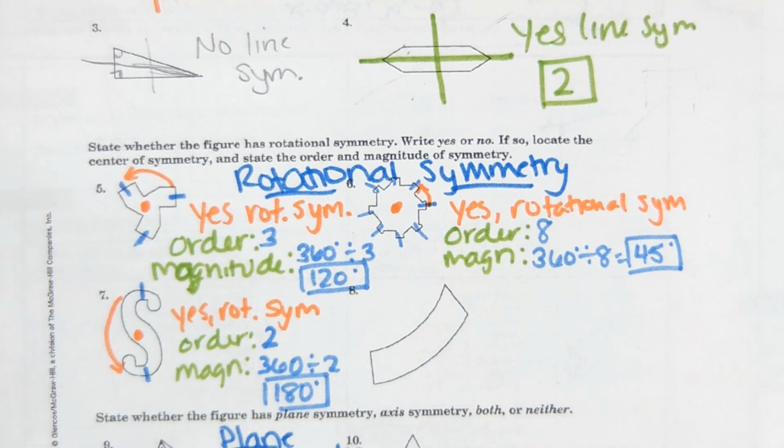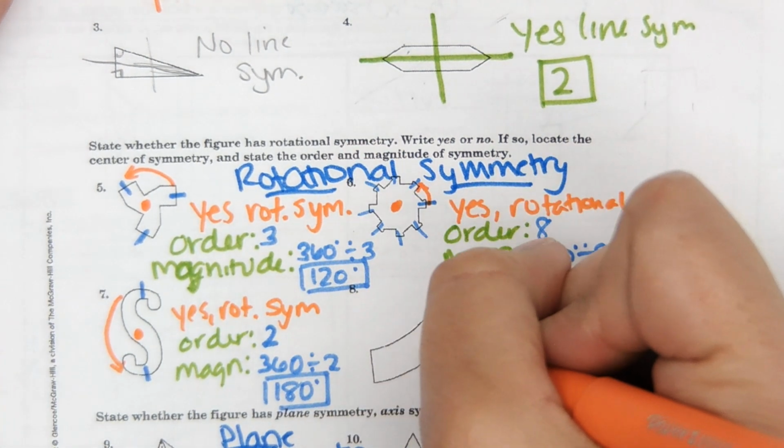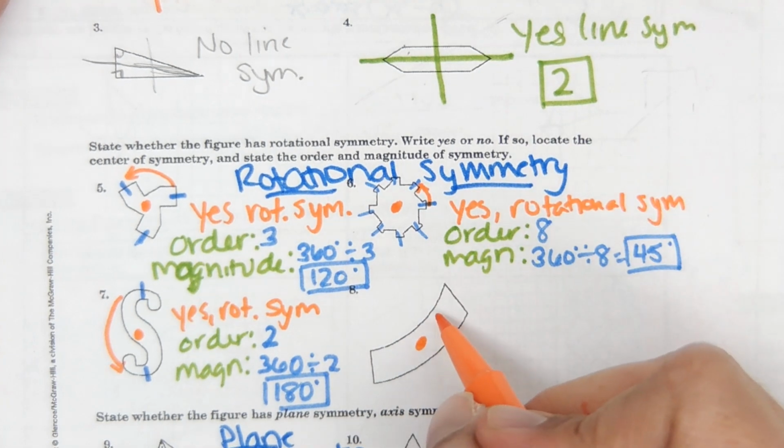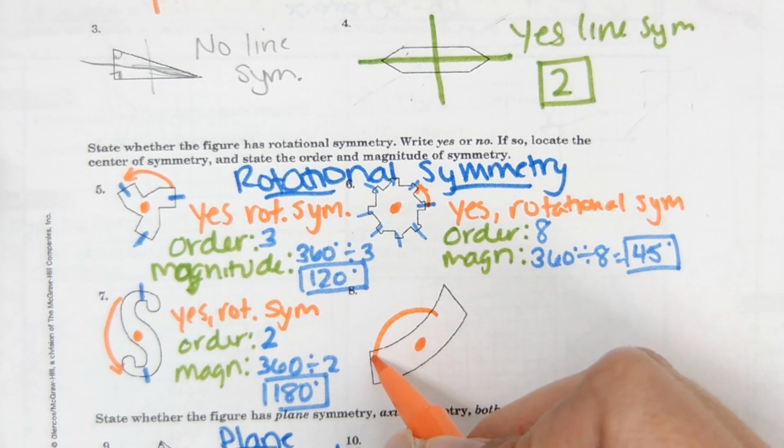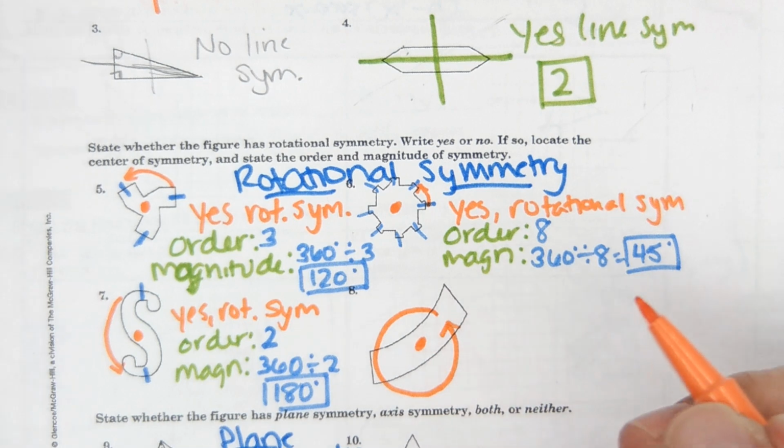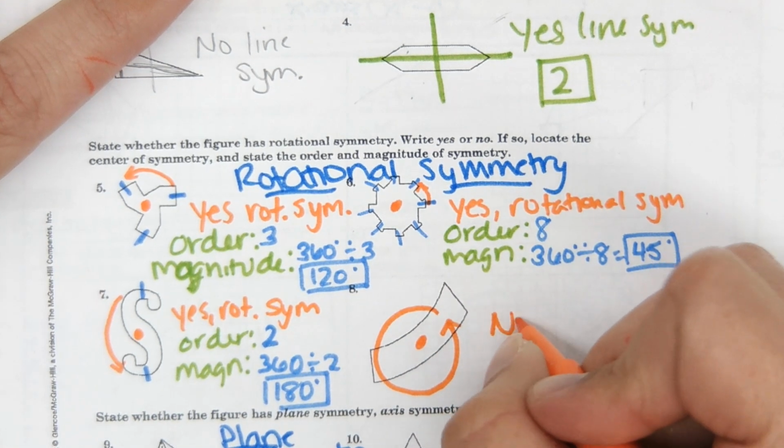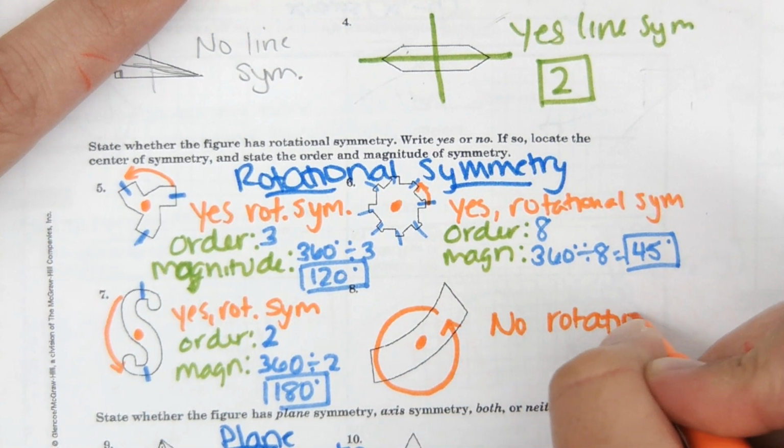And then for 8, where to put the center, maybe right here. You notice that in order to rotate this onto itself, you'd have to rotate it a full 360 degrees. So therefore, it has no rotational symmetry.